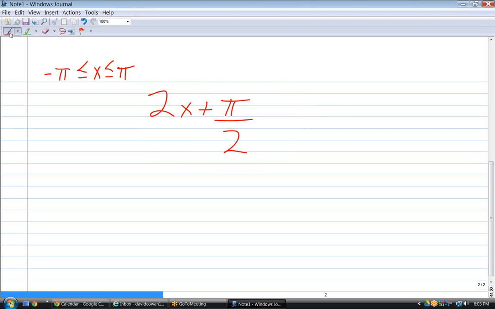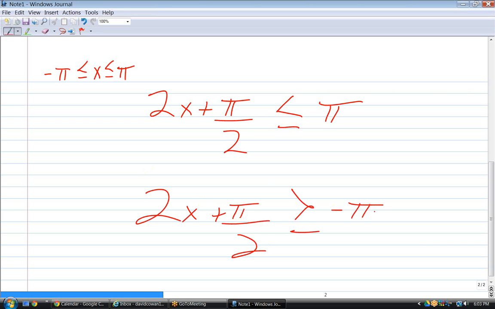Okay, so what we really mean then is this has to be less than or equal to pi, and then solve a separate one that has to be greater than or equal to negative pi. Right? Okay, so if we take the first problem, multiply everything by 2, we get 4x plus pi less than or equal to pi, 4x, x less than or equal to 0.